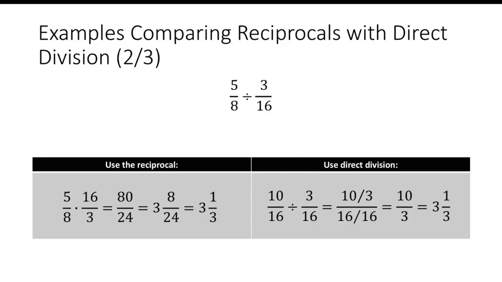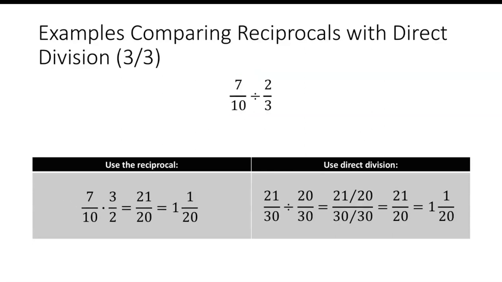With direct division, the common denominator would be 16. So I would multiply the top and bottom of that first fraction by 2. And I get 10/16 divided by 3/16, get 10/3, which reduces to 3 1/3.